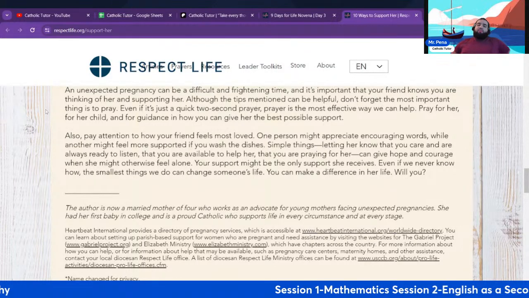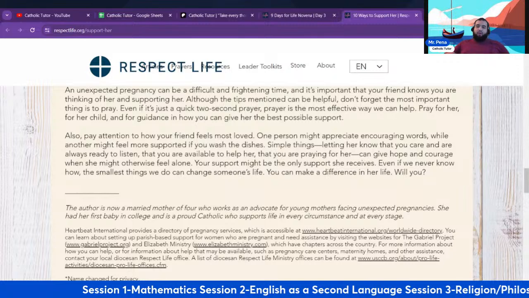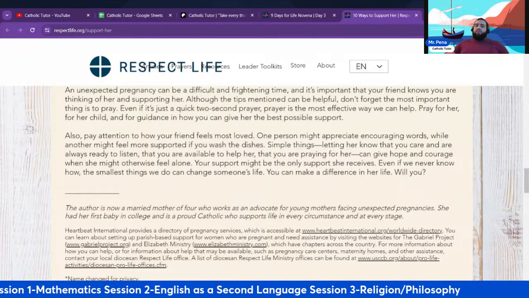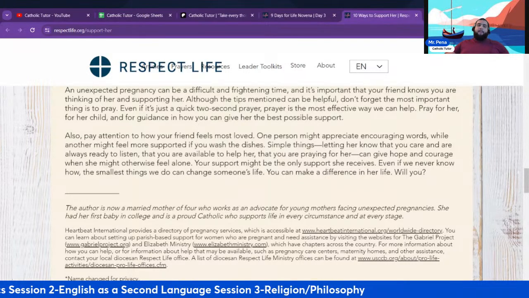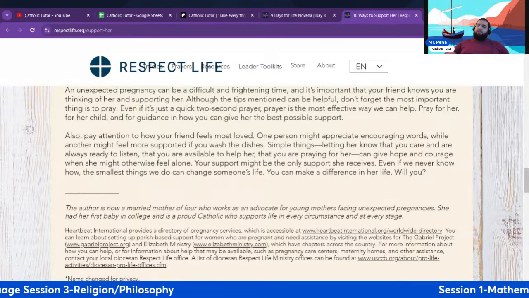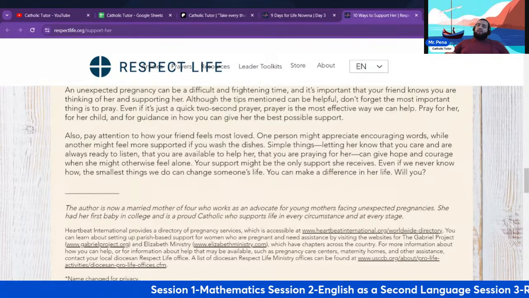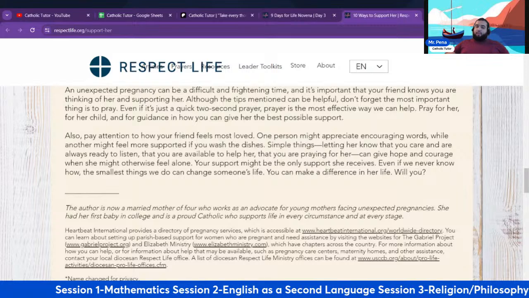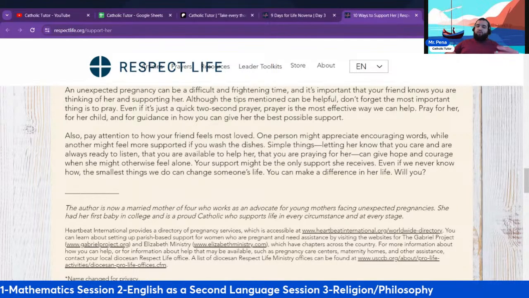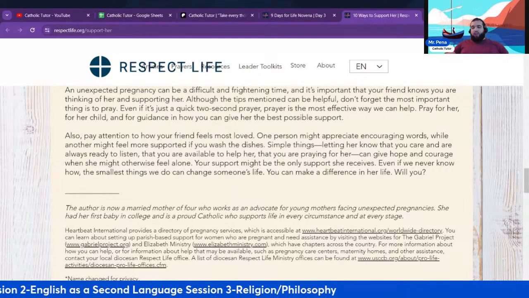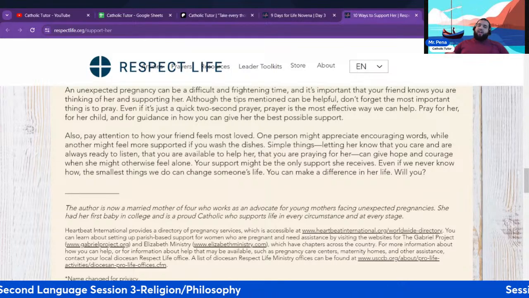An unexpected pregnancy can be a difficult and frightening time, and it's important that your friend knows you are thinking of her and supporting her. Although the tips mentioned can be helpful, don't forget the most important thing is to pray. Even if it's just a quick 2-second prayer, prayer is the most effective way we can help. Pray for her child, and for guidance in how you can give her the best possible support.